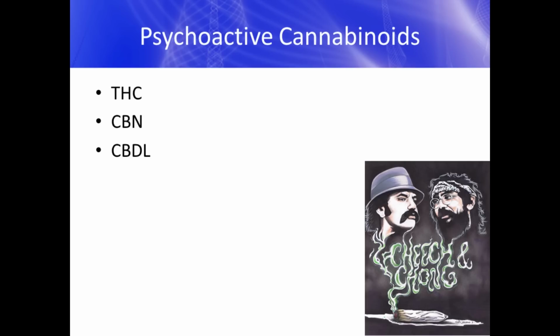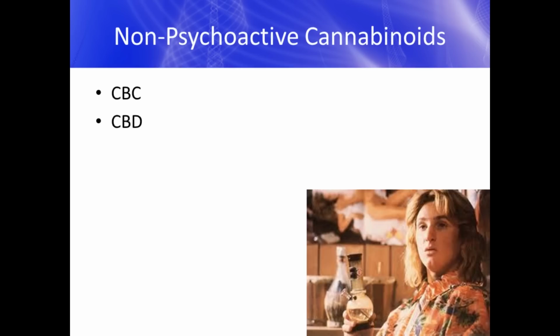The ones that most people are familiar with are the ones that get you high, or have psychoactive properties. These are primarily THC, CBN, and CBDL. The other two classes that do not have psychoactive properties are CBC and CBD, which we're going to spend some time talking about. And this is your trivia question for the night.